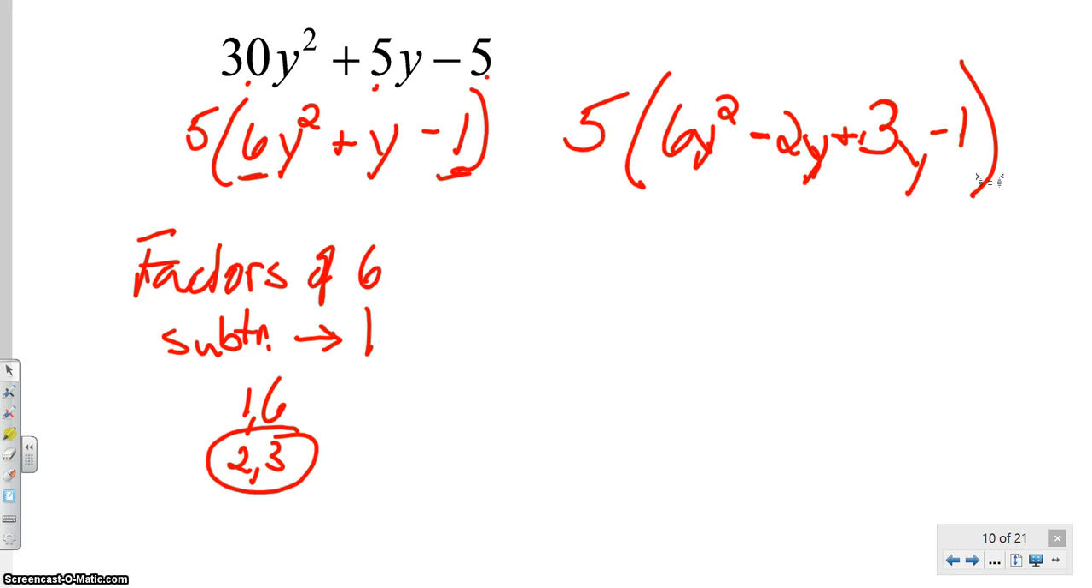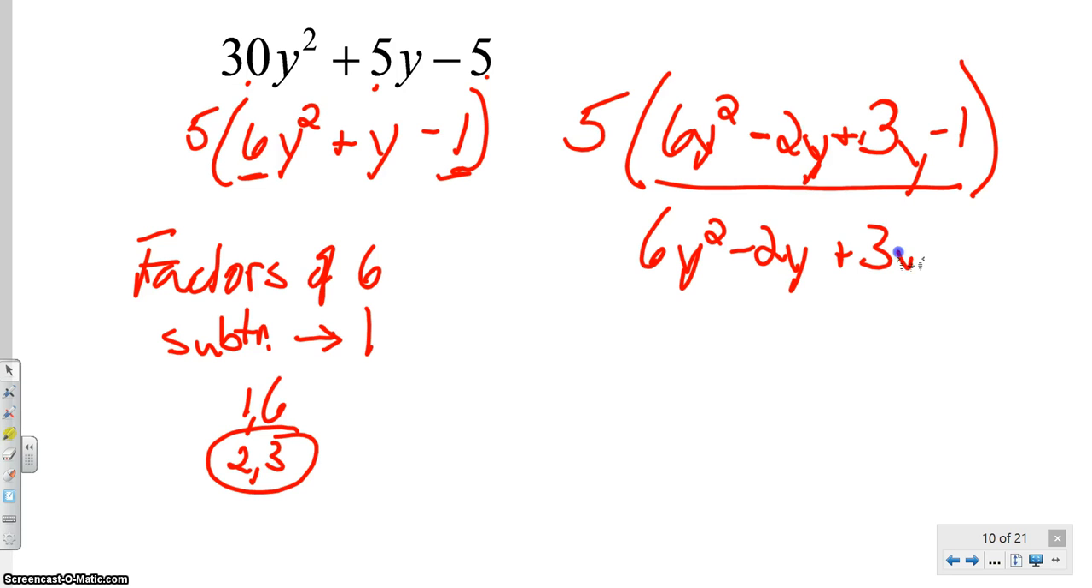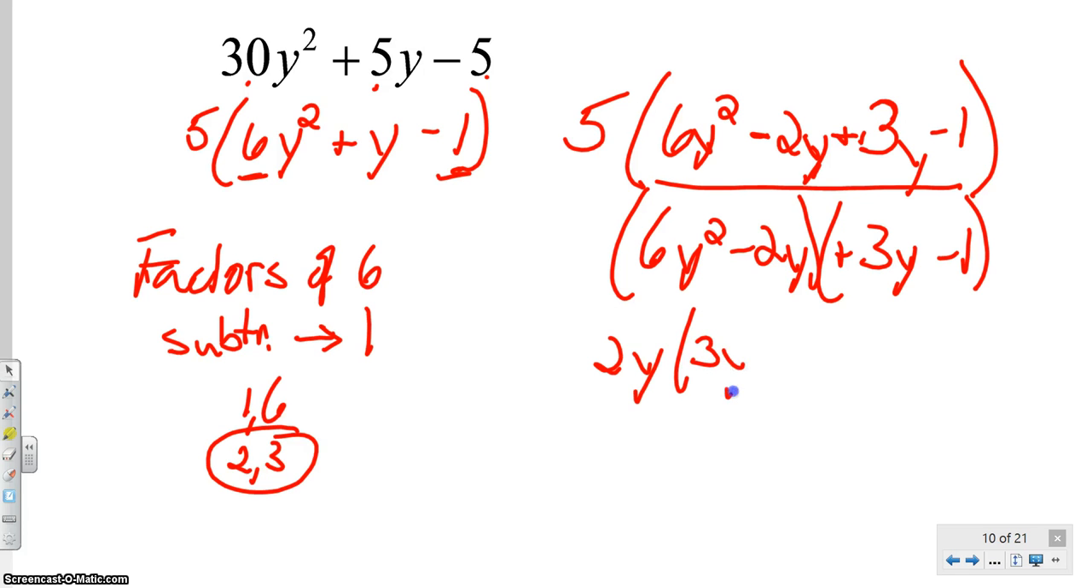All right. So we're going to factor this by grouping. So I'm going to ignore the 5 for right now. So we're going to 6y squared minus 2y plus 3y minus 1. So I'm going to group. So here I can factor out a 2y. So it gives me 3y minus 2. Nope, excuse me, just y.